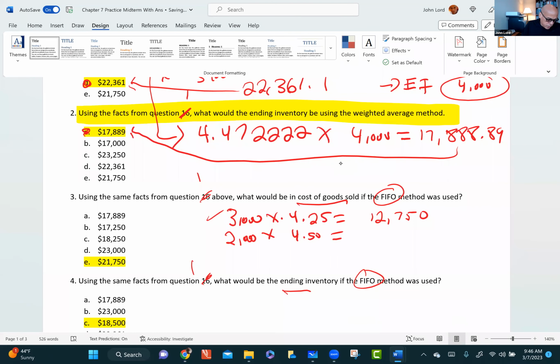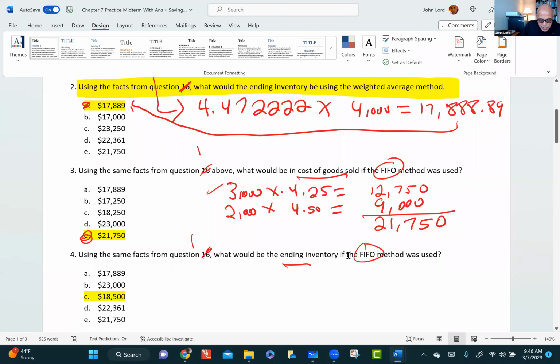So 2,000 times 4.50. I don't know why I have to put this in my calculator, but I'm kind of a freak about using my calculator for things. I have 9,000. I add the 9,000 plus the 12,750, which gives me 21,750. Some of your questions on your exam will have 4 choices, some will have 5. No more than 5. Question.